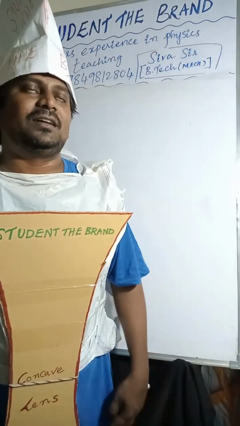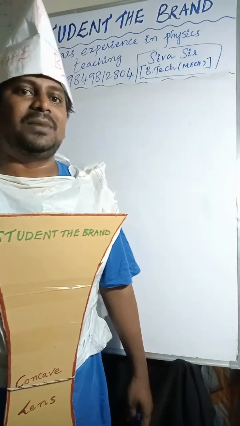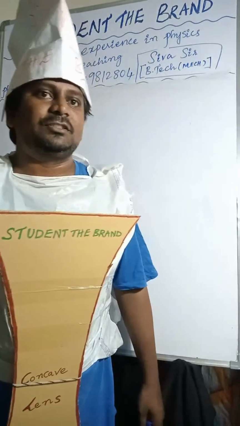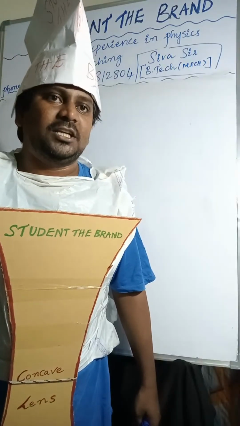So now we are going to the distance. Distance is nothing but the length of the path covered by an object. The length of the path covered by an object is called distance. Displacement is the shortest path from initial point to final point.